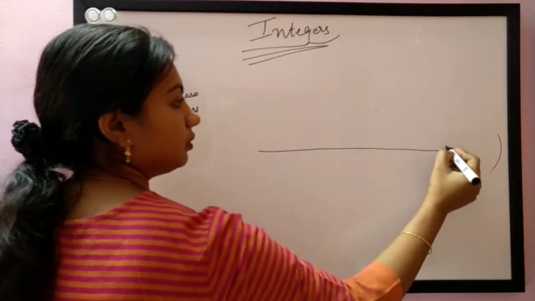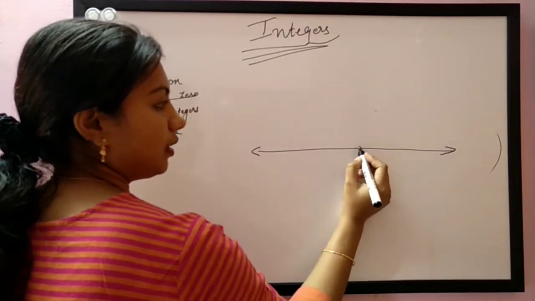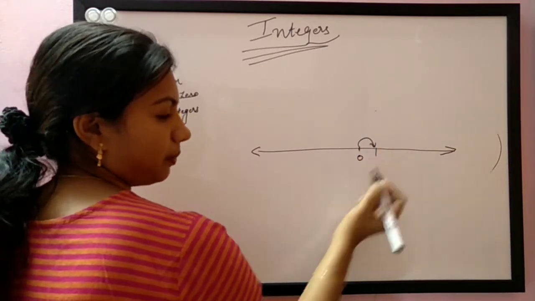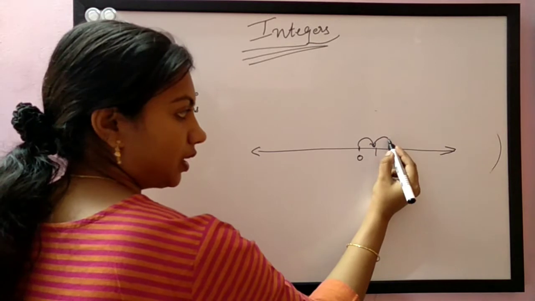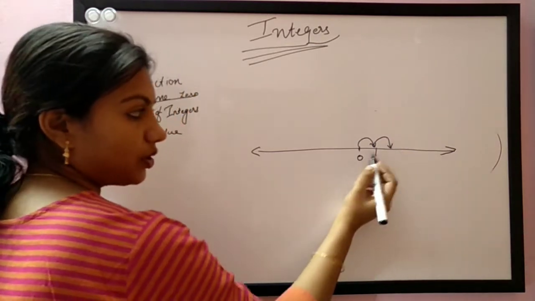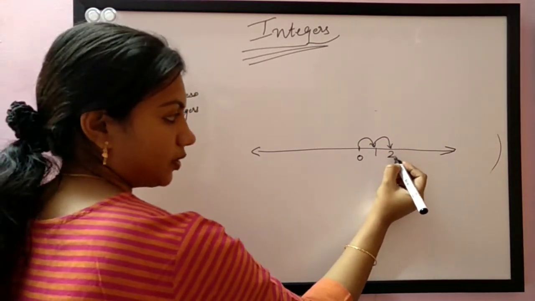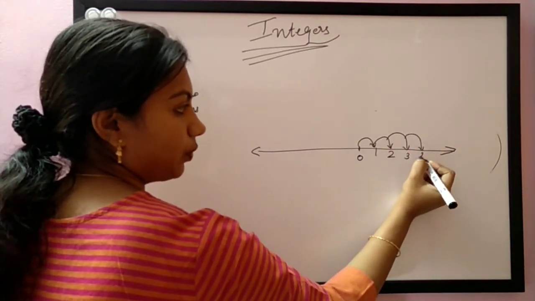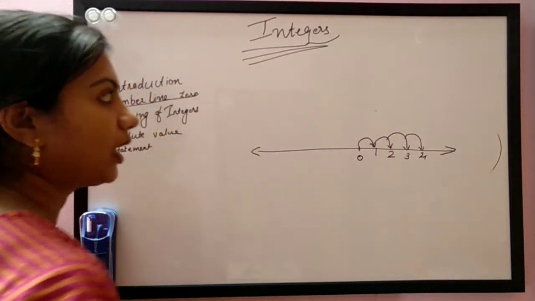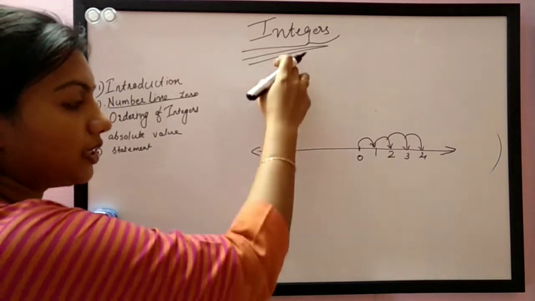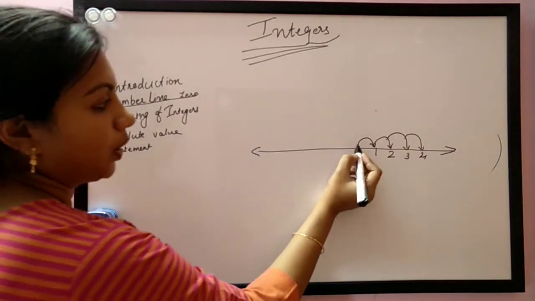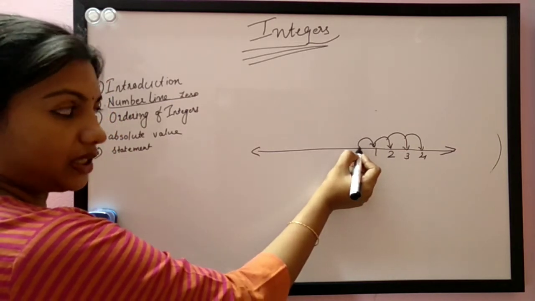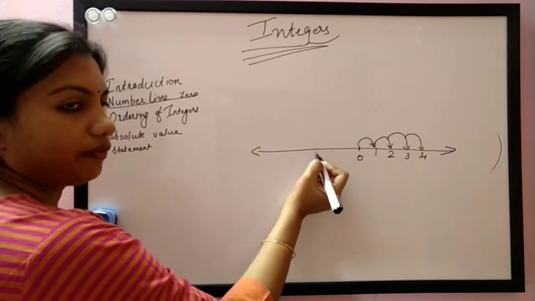Now let's learn how integers are represented on a number line. We all know the number line includes 0. 1 unit to the right we represent as 1. Again, 1 unit to the right of 1 we represent as 2. Like that, 3, 4, etc. Now how do we represent integers on a number line? We represent the negative numbers to the left of 0.